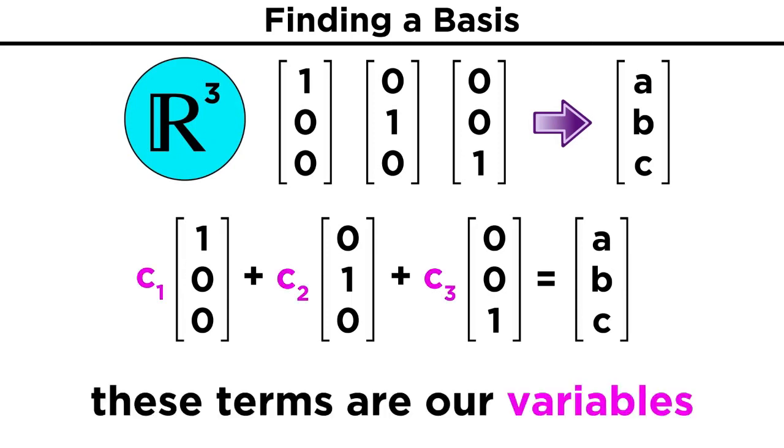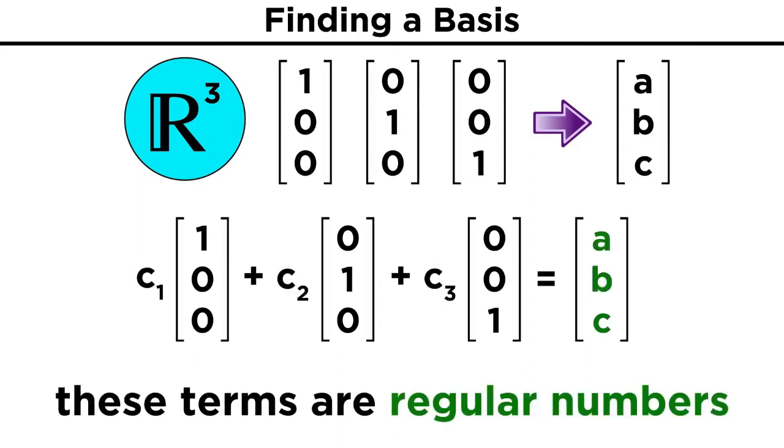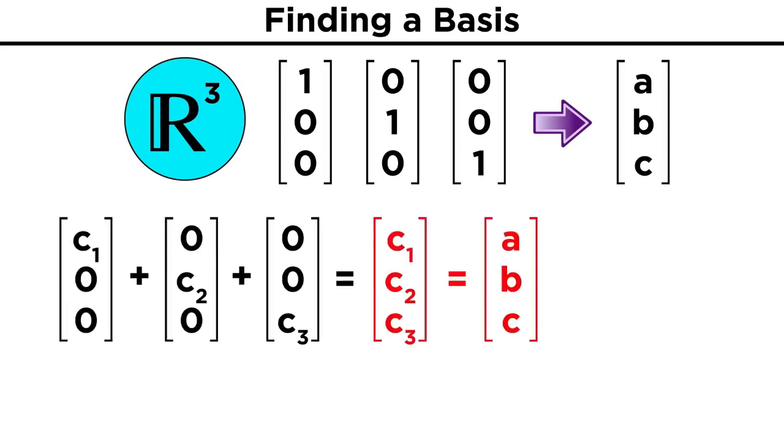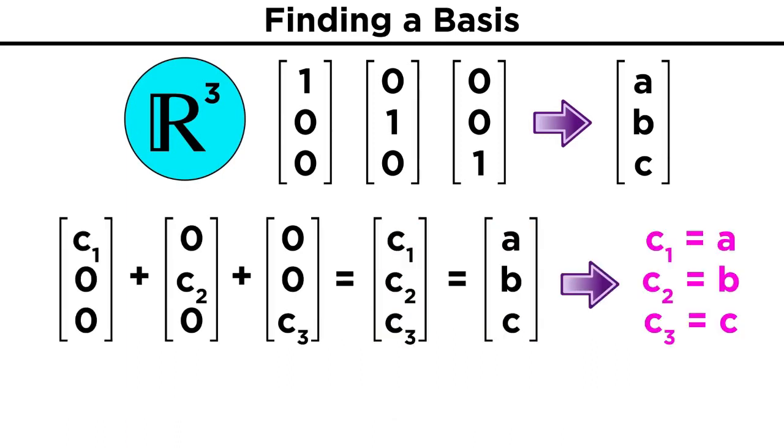Now let's check to see if a linear combination of our vectors can be used to equal this vector. It's important to remember that the scalars we multiply our vectors by, which are c1, c2, and c3, are the variables, while the a, b, and c that make up our given vector should be treated as regular numbers on the right-hand side of the equation. Writing this vector equation out as a system of equations, we get the straightforward result that c1 equals a, c2 equals b, and c3 equals c.